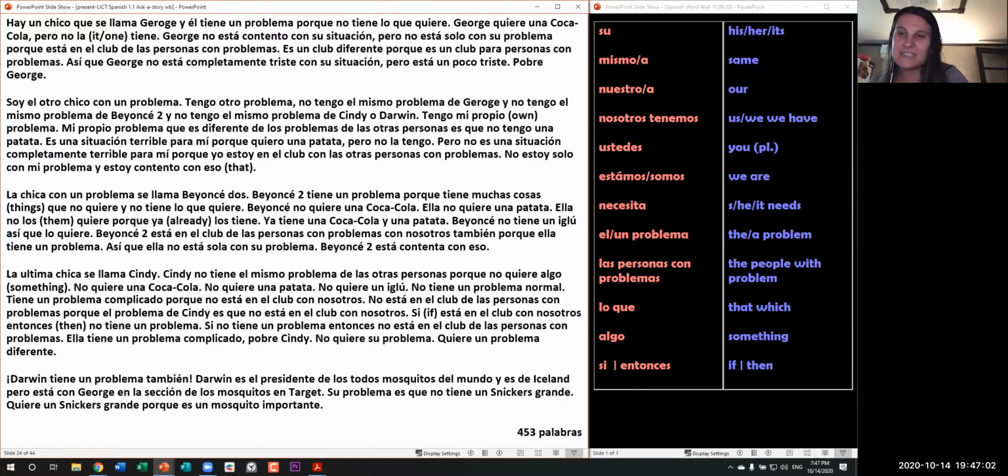And last one, Darwin also has a problem. Oh no. Darwin is the president of all the mosquitoes in the world, and he's from Iceland, but he's with George in the section of mosquitoes in Target. His problem is that he doesn't have a big Snickers. He wants a big Snickers because he is an important mosquito.